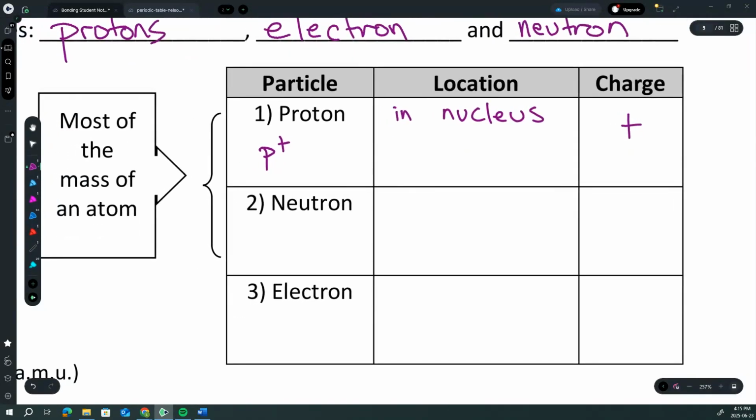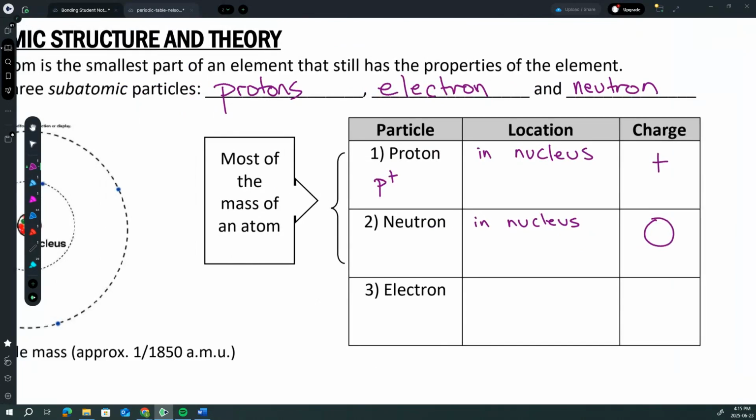Okay. Neutrons, those are also in the nucleus. But as the name would kind of hint at, these neutrons are going to be neutrally charged, so they have a 0 charge or neutral charge. Okay, and protons and neutrons are going to make up most of the mass of an atom. The third subatomic particle in this chart here is going to be electrons. Oh, and I realize the symbol for a neutron would be N with a little 0 as a superscript, and for electrons it's e with a little negative sign there.